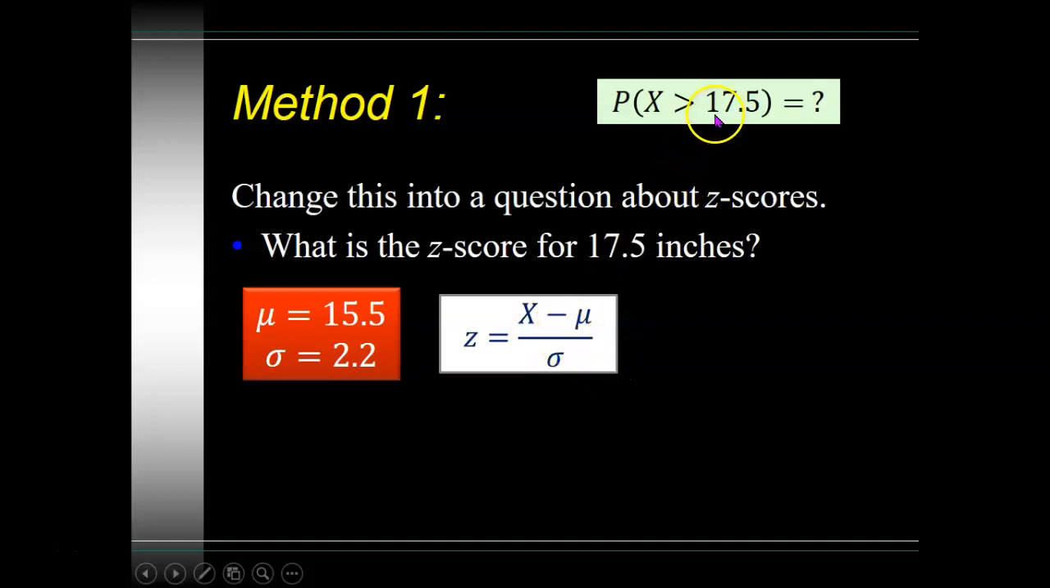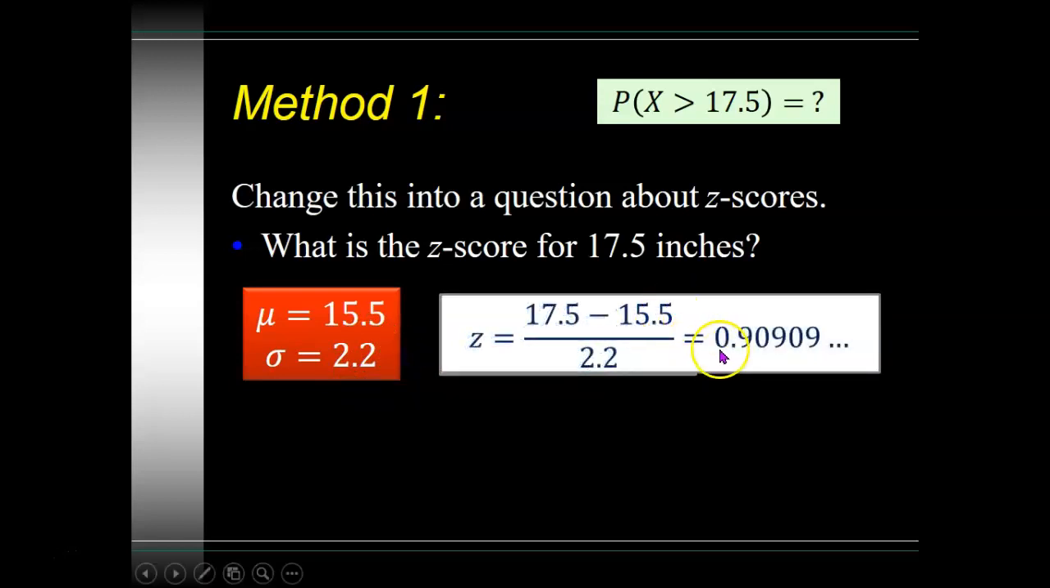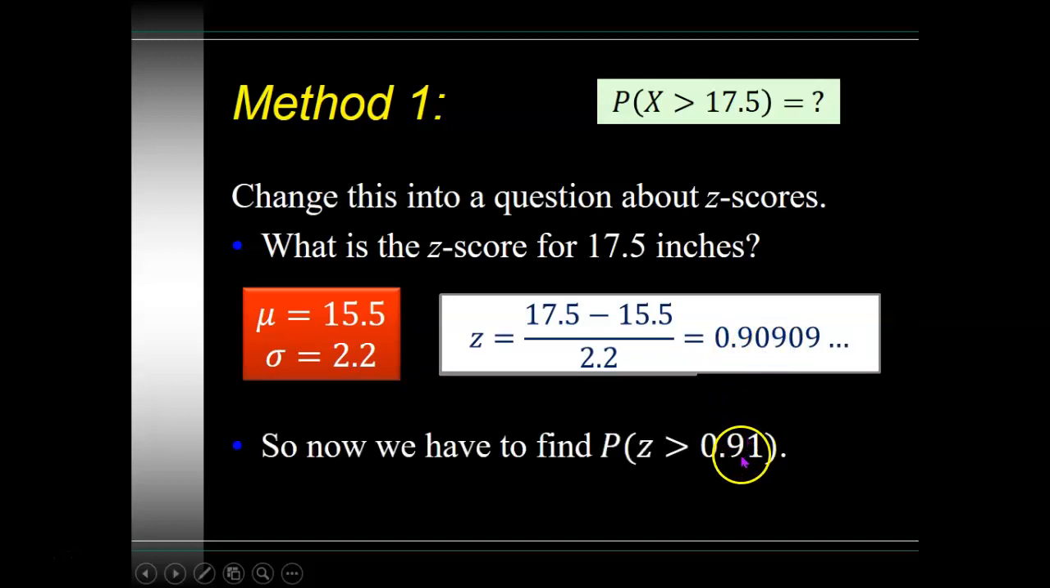So if we ask our calculator for 17.5 minus 15.5, which would be 2, divided by 2.2, it comes up as 0.909090 and so on, repeating. And I'm going to round that to the nearest hundredth. If you remember, the table that we were working with last time had z-scores out to 2 digits after the decimal point. So that's what we're going to work with in terms of the z-scores. We're going to round it to 2 decimal places. So 0.909 something rounds to 0.91.